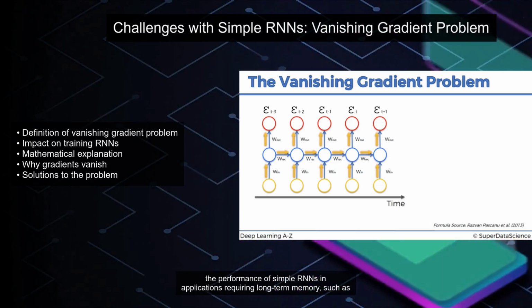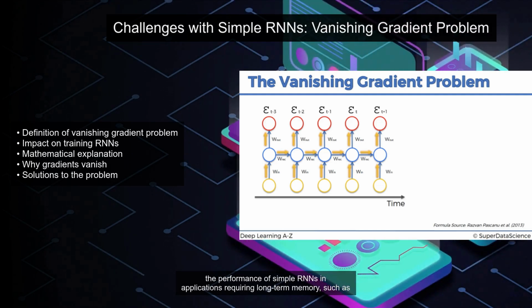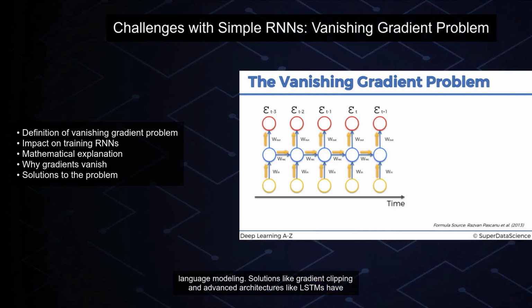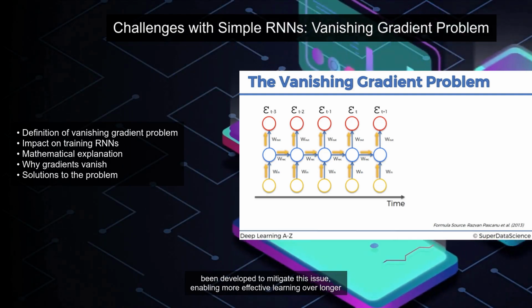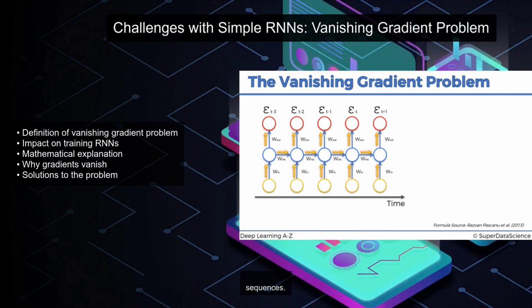The vanishing gradient problem significantly hinders the performance of simple RNNs in applications requiring long-term memory, such as language modeling. Solutions like gradient clipping and advanced architectures like LSTMs have been developed to mitigate this issue, enabling more effective learning over longer sequences.